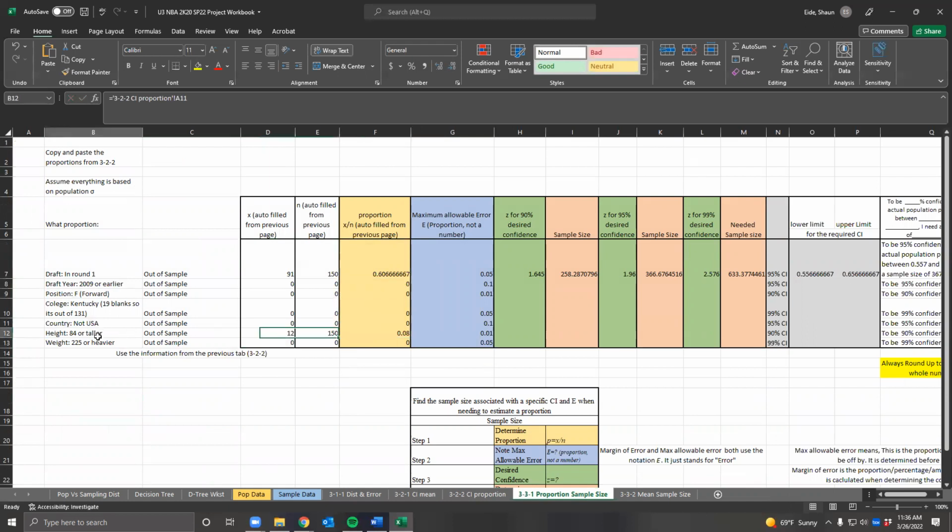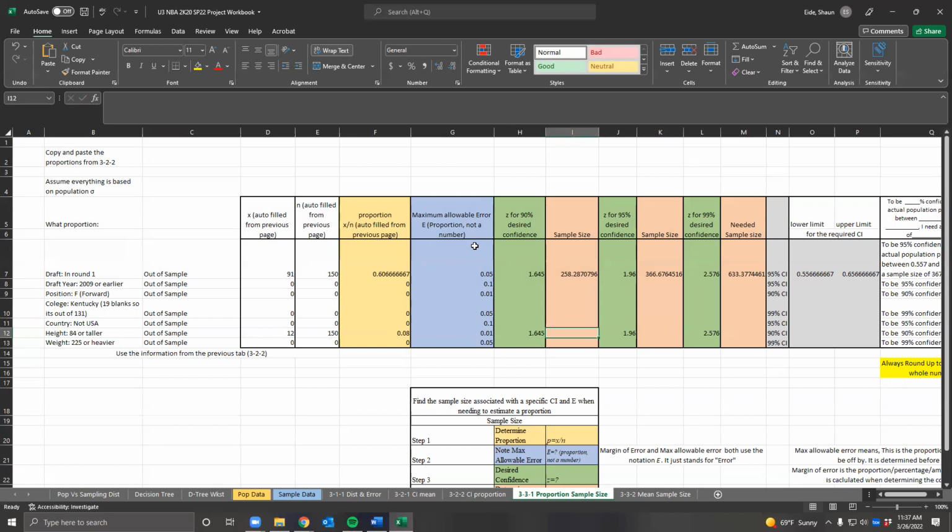So we're just going to go right along with 84 or taller. And we're going to say, okay, we already knew a particular population proportion. If we wanted to assess it again, how large would our sample size need to be in order to be 90% confident at a particular margin of error? Or a particular maximum allowable error. So let's come right over here. So the z-score for a 90% desired confidence, it's going to stay 1.645 for all of them, and then 1.96 for all of these, and 2.576 for all of the 99%.